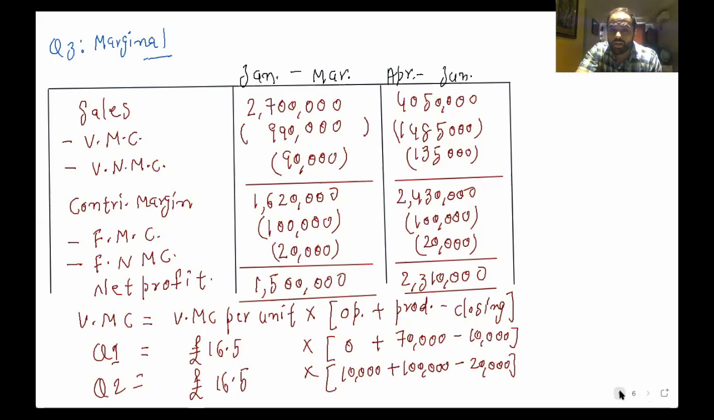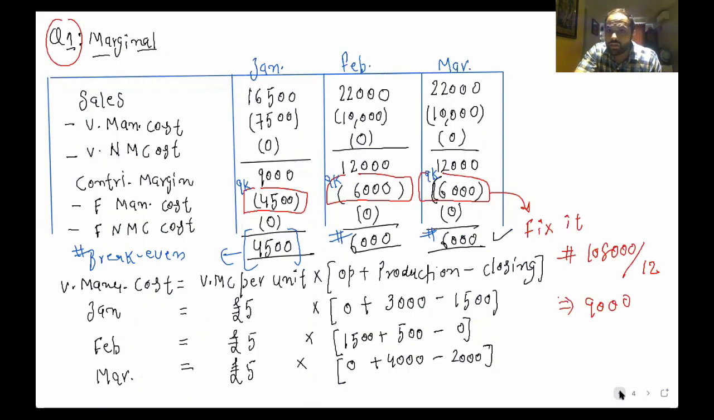For question 1, okay. So fixed manufacturing cost. Fixed manufacturing cost is wrong. This number is wrong. All right, it's wrong. The right number is 9,000, 9,000, and 9,000. So how do we get 9,000? We got 9,000 like this.